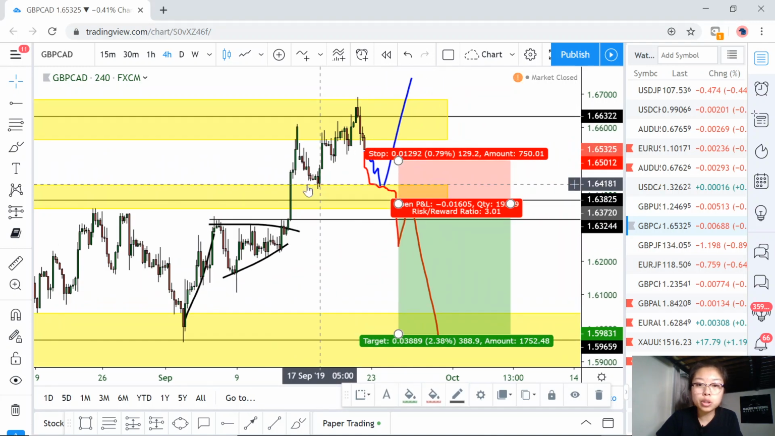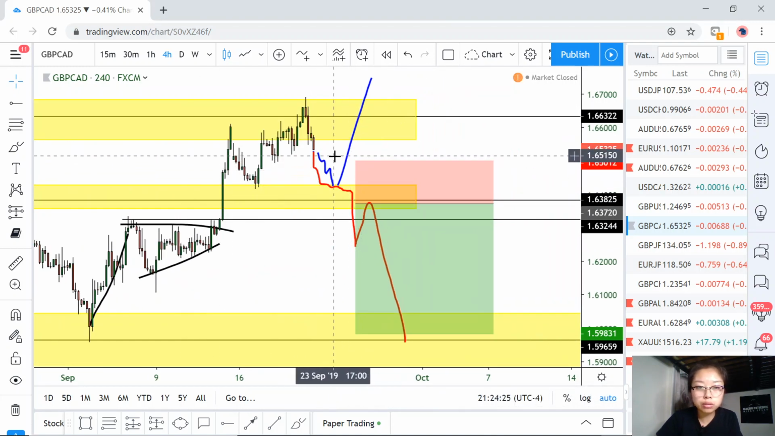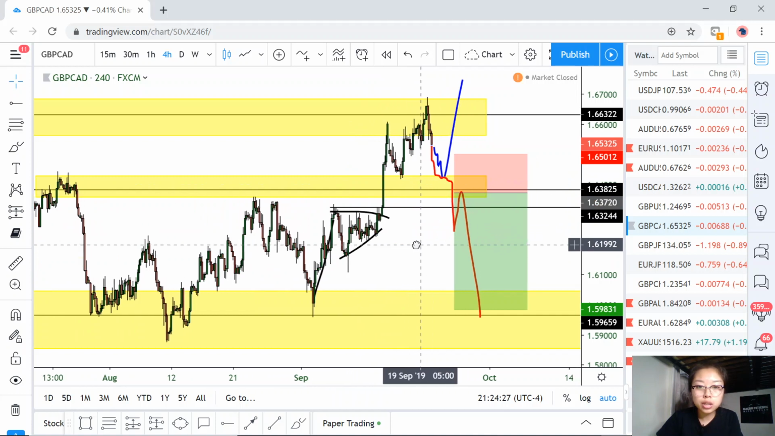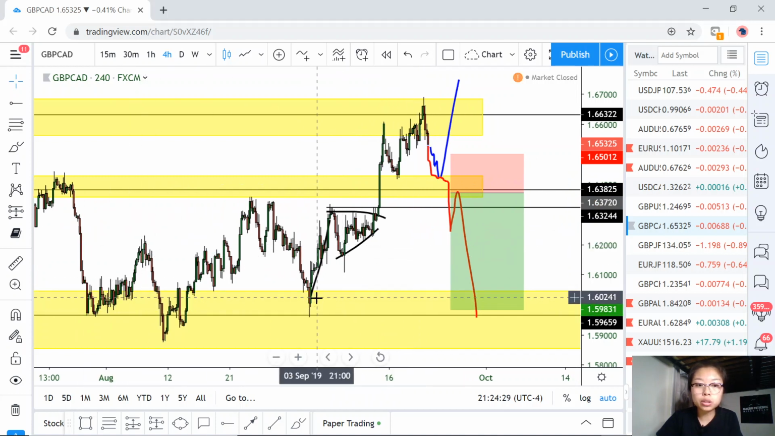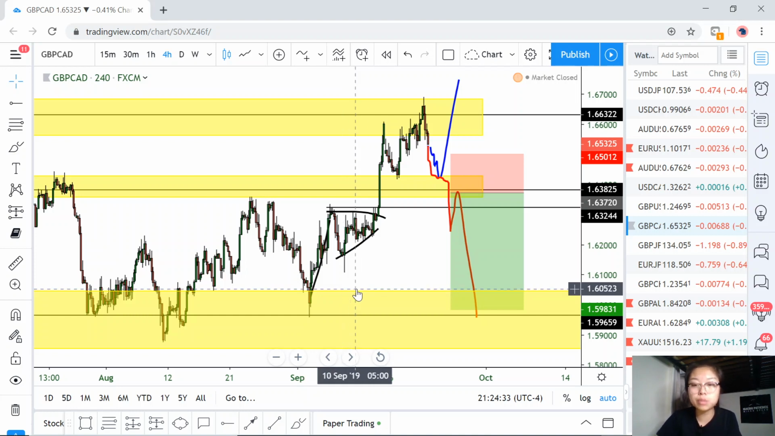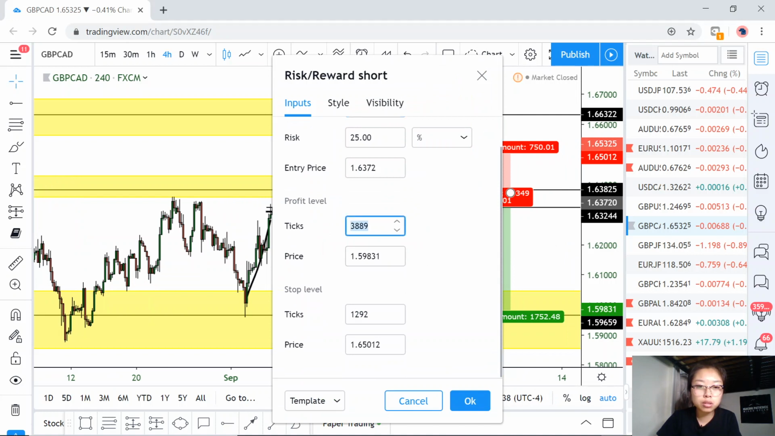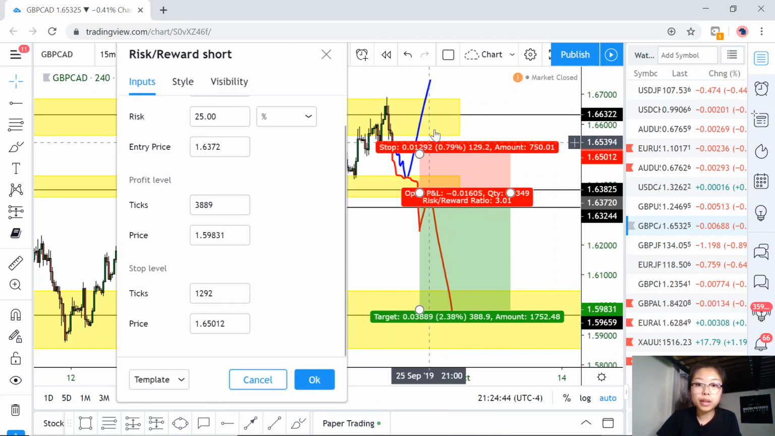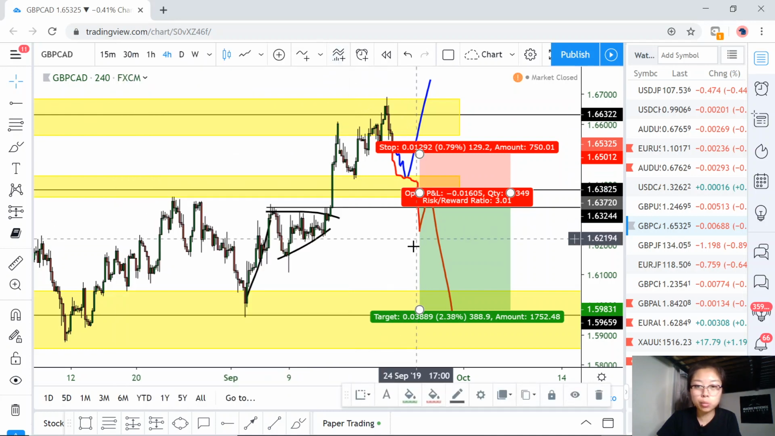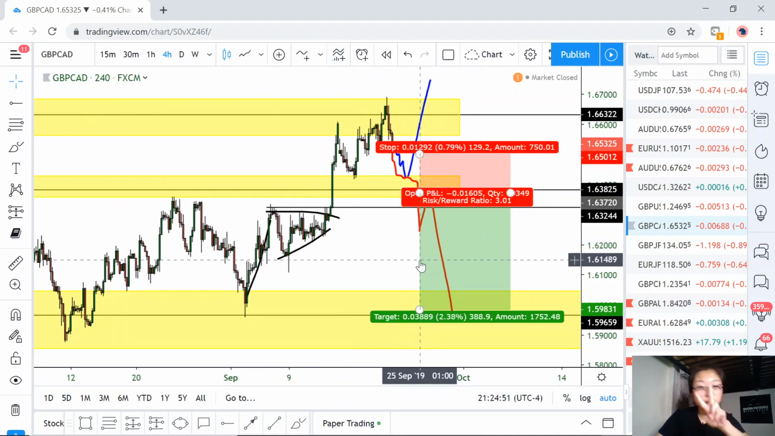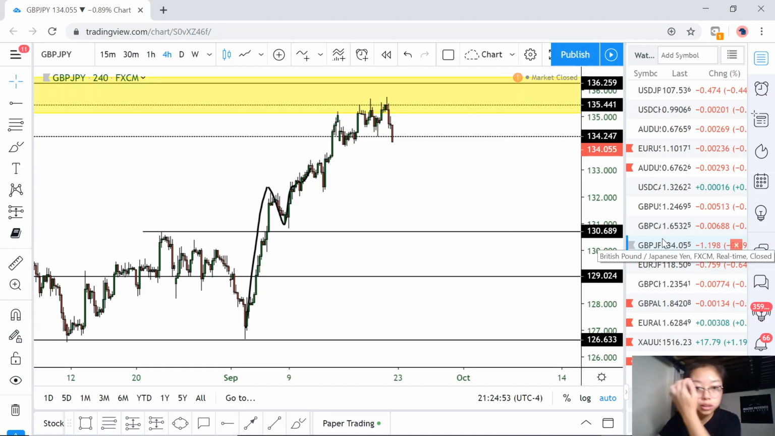It really depends on market structure, so the stop loss is subject to change. Your TP would be at the next support, which is down here at 1.604, 1.605. That's going to give you like 300, 400 pips in profit, and you're risking around 120 pips on this trade for now. Really depends on the market structure here. That's going to give you like a 1 to 3 risk to reward. Two scenarios for GCAD. Next one, GJ.